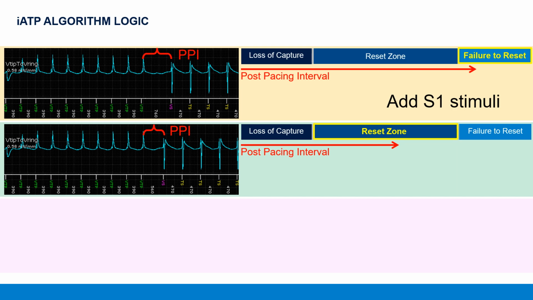The S2 beat made it into the circuit, but it didn't terminate, but instead advanced that last beat. That means that the S2 didn't come early enough, and it needs to be shortened for the next ATP scheme. And in addition, the algorithm now knows that it successfully had enough S1s to get to the circuit and allow the S2 to penetrate and advance the VT.